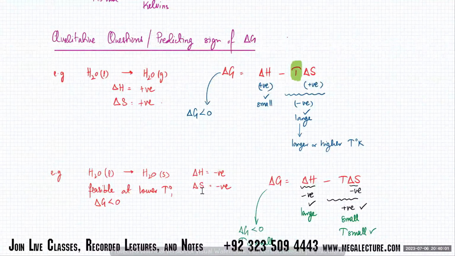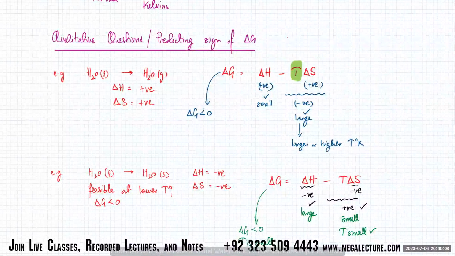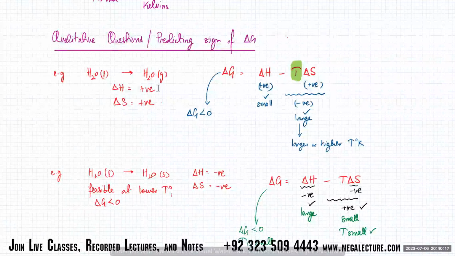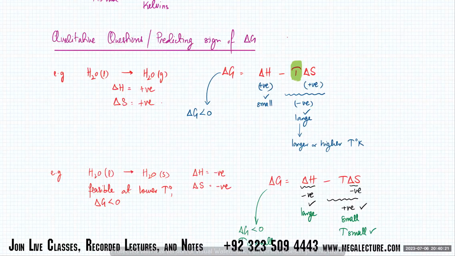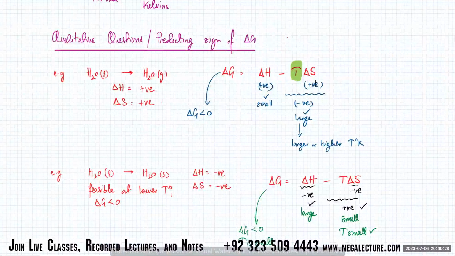Okay, so we did some examples. Okay, if I want to boil water, I know that it's feasible at higher temperatures. So delta H for this reaction is positive, endothermic. Delta S for this reaction is also positive because disorder is getting created in this reaction. Now, if one of them is positive, the other one is also positive. So the expression would, because of this negative sign, this side would actually become negative.